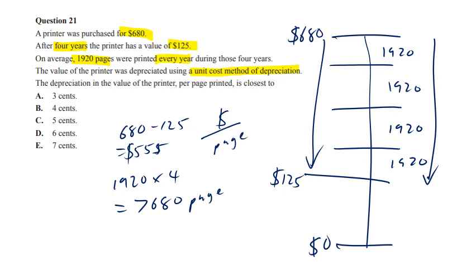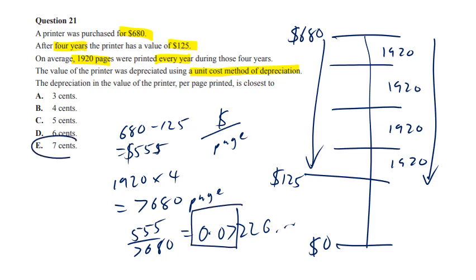Per means divide, so it's just 555 divided by 7680, and that equals 0.07226, and so on. 7 cents. Very badly done, this question. Draw a picture, it really helps to see what's happening.